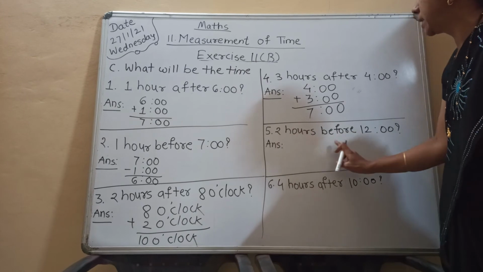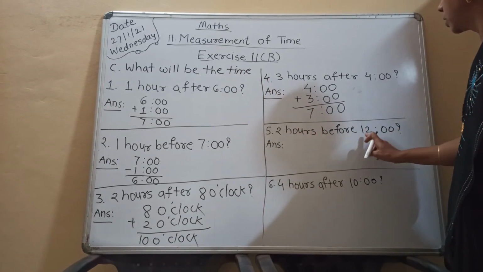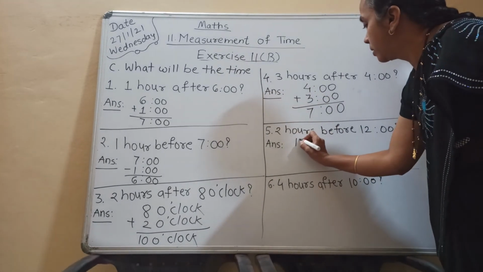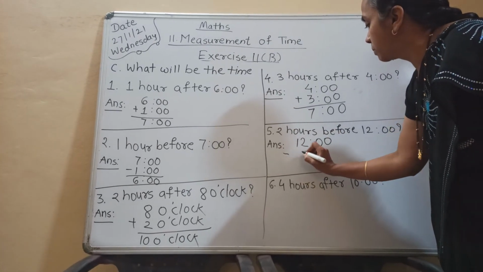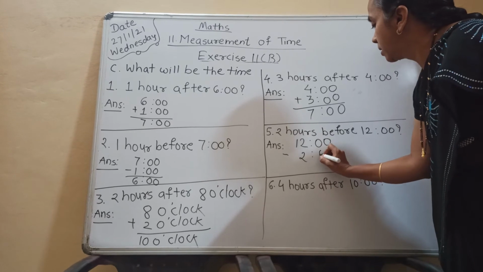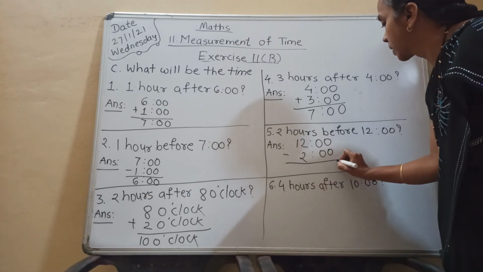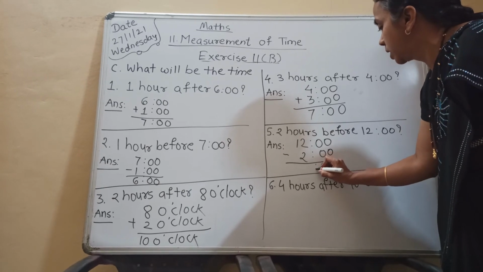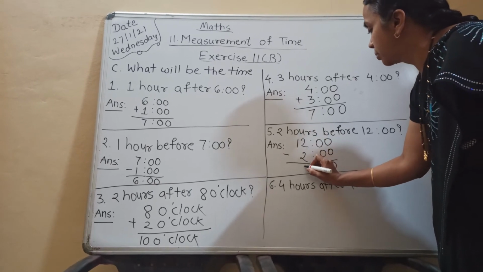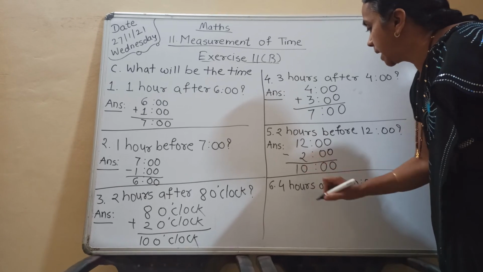Now see fifth example. 2 hours before 12. Before means we have to subtract 2. 0 minus 0, 0. 12, 2 minus 2, 0. This one as it is.